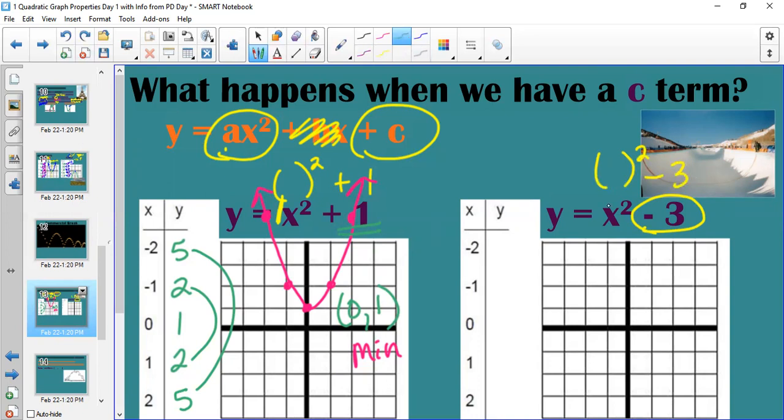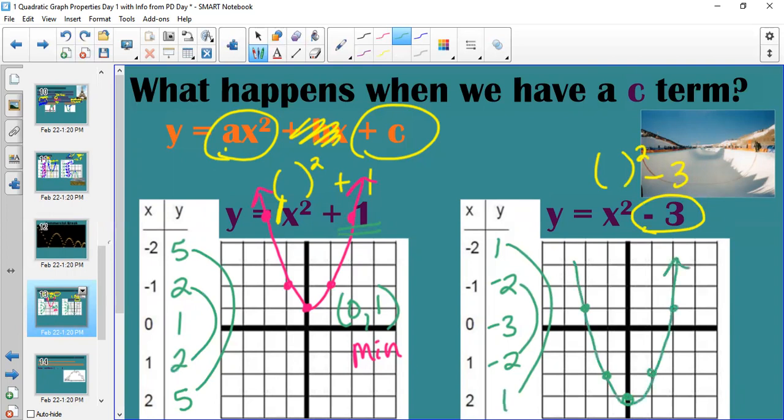All right, so let's plug in -2 first. If I plug in -2, I'd get 4 minus 3 is 1. -1 squared is +1, minus 3 is -2. 0 squared is 0, minus 3 is -3. 1 squared is 1, minus 3 is -2. 2 squared is 4, minus 3 is 1. Again, we should see that rainbow pattern. So left 2, up 1, left 1, down 2, down 3, right 1, down 2, and right 2, up 1.